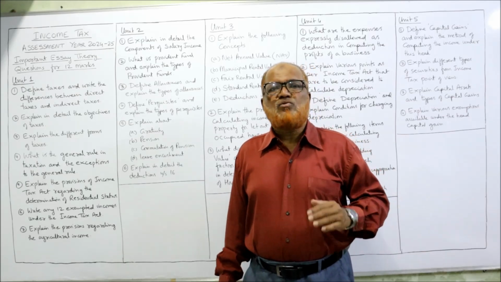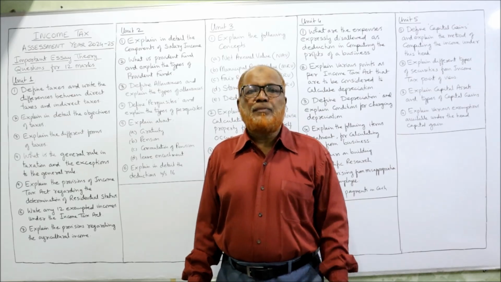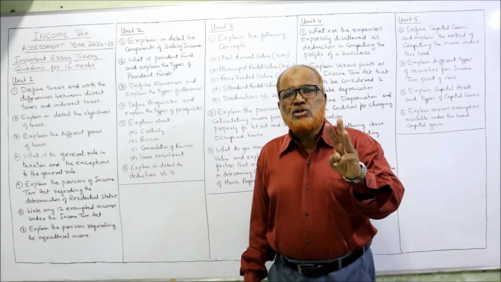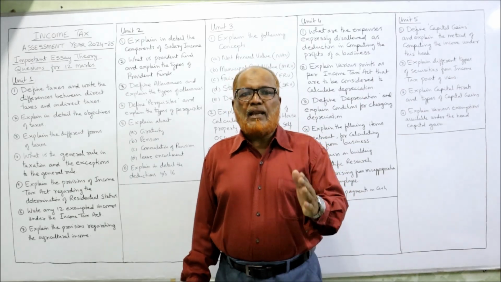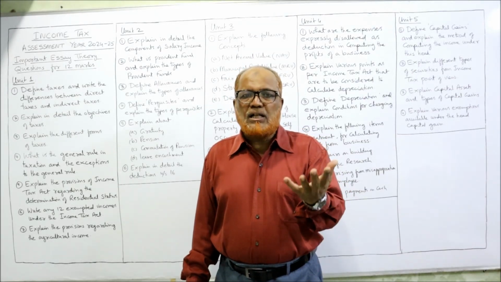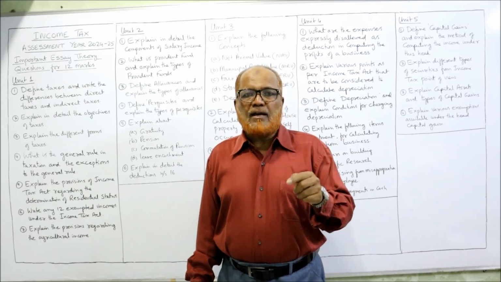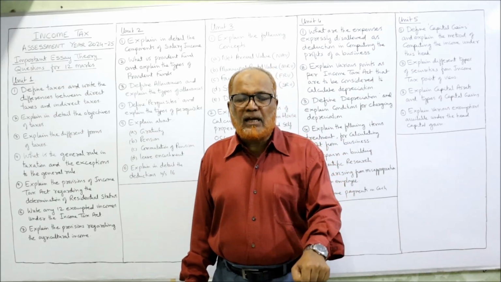Now the question arises, when is the income called agricultural income? Conditions are given. 3 conditions are given. The rent or revenue should be derived from land. The land must be used for agricultural purpose and the land must be situated in India.